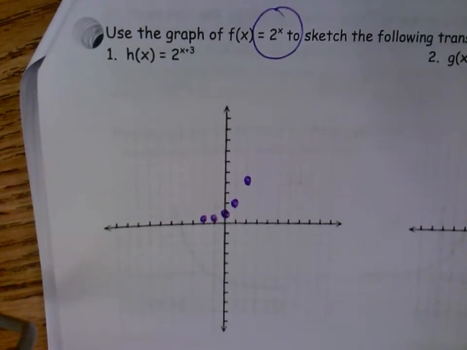Now I need to do this transformation to this parent function. You're going to have this same parent function on all 4 of these graphs. You can do the same set of dots. Then you're going to do just this single transformation. What does a plus 3 do to the x? What transformation is that?